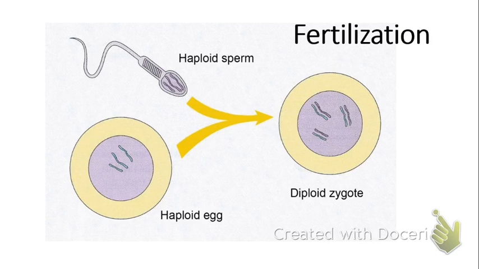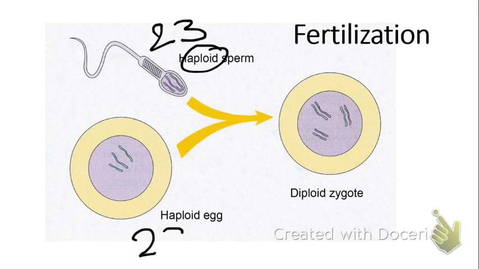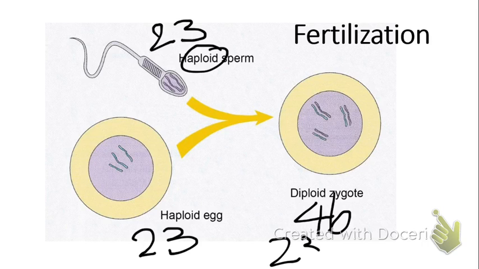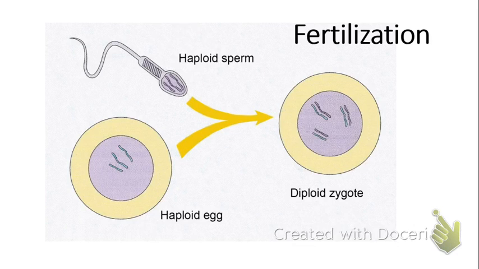Now I know this is repetitive, but we're going to go over fertilization one more time just so that we can hit home how interesting this concept actually is. A 23 chromosome haploid sperm, because haploid means 23 chromosomes, and a 23 chromosome haploid egg join together to make a diploid zygote, which has 46 chromosomes. So if you do the math, 23 plus 23 equals 46, which means you get half your chromosomes from your dad and half of your chromosomes from your mom.